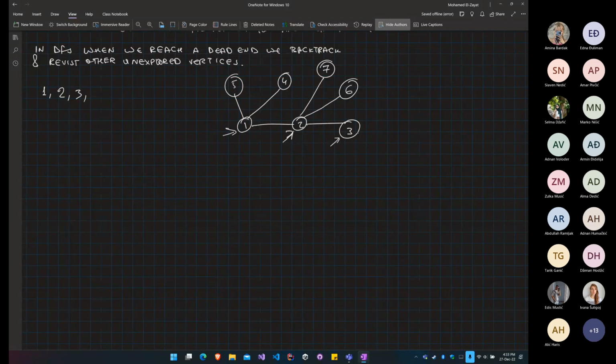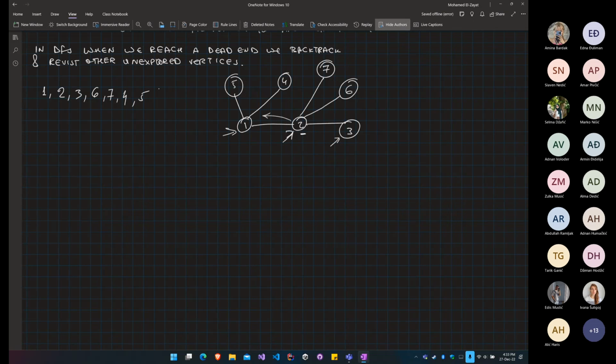Now 3 is fully explored because there are no children, so I'm done with 3. I will go back here and ask, are there any children in here? There's 6, so I can pick up 6. 6 doesn't have any children, so it's fully explored. So we get back to 2. 2 still has one child, which is 7. Then 2 is fully explored, so we backtrack to 1, and 1 still has a couple of children which haven't been explored. So right now we have 4, and then 5.